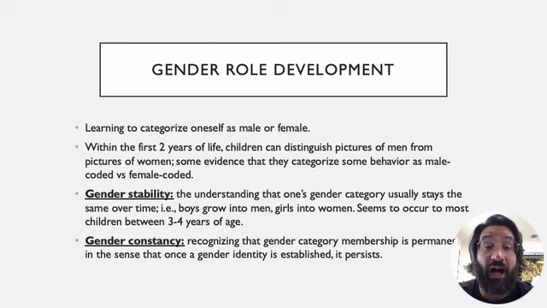The idea of gender constancy is this recognition that gender category membership tends to stabilize then and becomes permanent, in the sense that once a gender identity is established, it persists. So in other words, if I identify as male, if that's a gender identity that conforms to how I feel subjectively, that I see myself as male, that gender identity persists. I continue to see myself as male, for example.